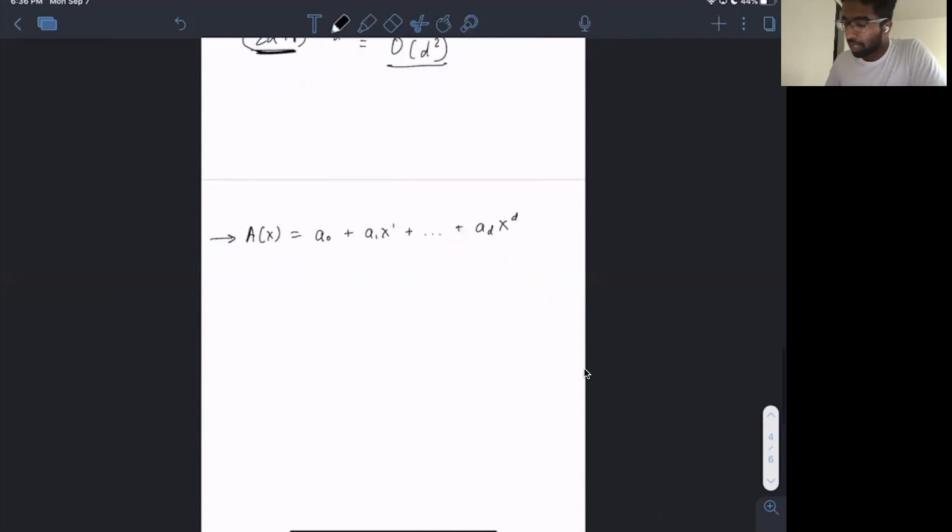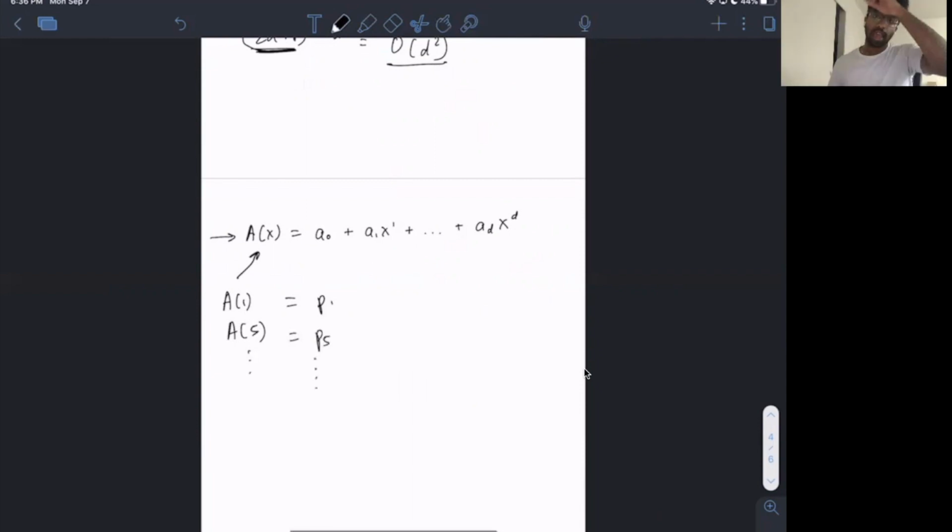So if we plug a bunch of values into A of x, for example A of 1, A of 5, et cetera, we'll get some values out of it. Let's call this P of 1, let's call this P of 5, et cetera. And if you remember from CS170, if you have a degree d polynomial, and you don't know what the polynomial is, but you do know some of the values and outputs of those values, you can use what we call interpolation to recover what the actual polynomial is.